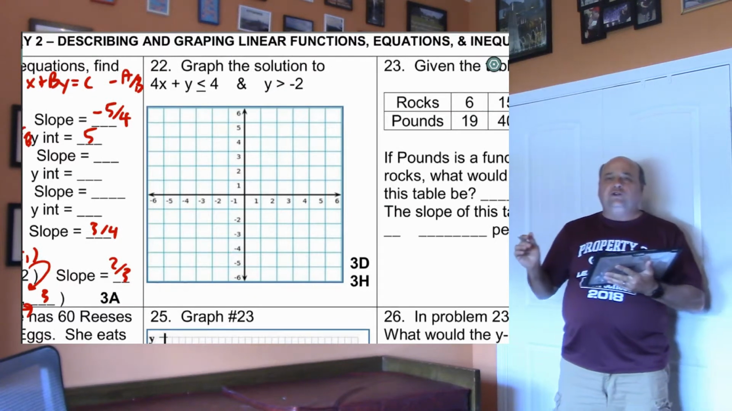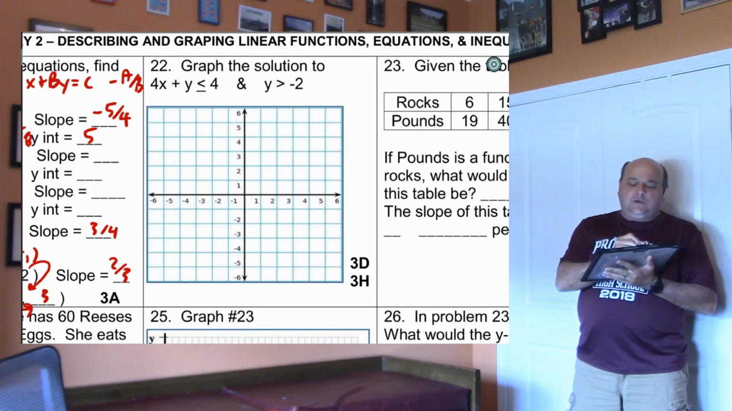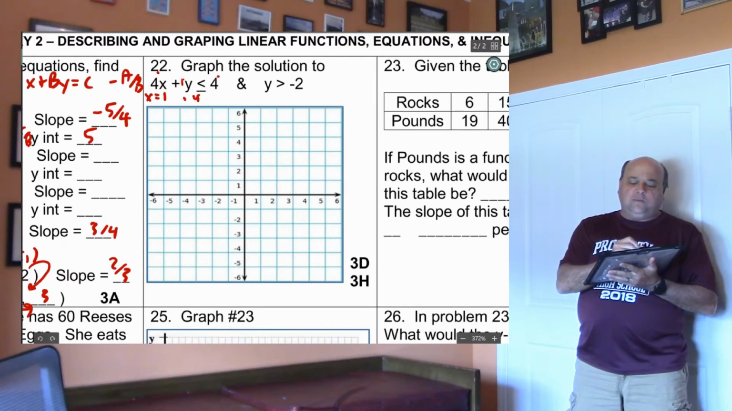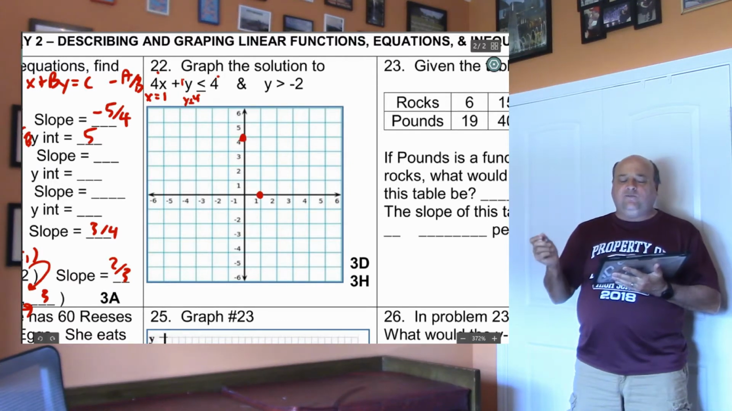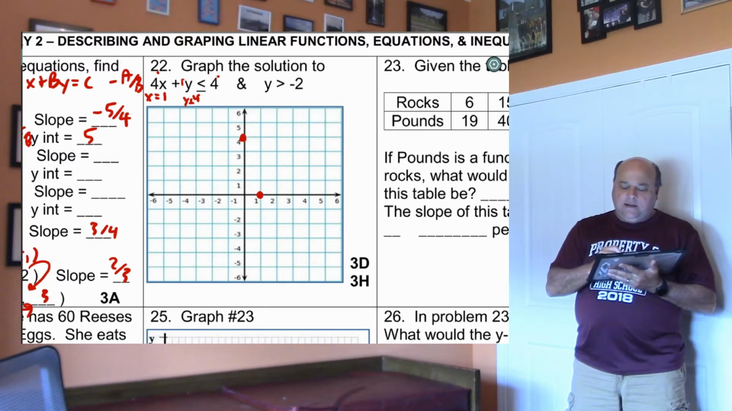Let's go to number 22. Same thing on this. So if I do 4 divided by 4, my x-intercept is going to be 1. If I do 4 divided by 1, my y-intercept will be 4. So I'm going to put a dot at x, 1, and y is 4. It's going to be a solid line. The slope's going to be negative 4 over 1, so it's going to do this.